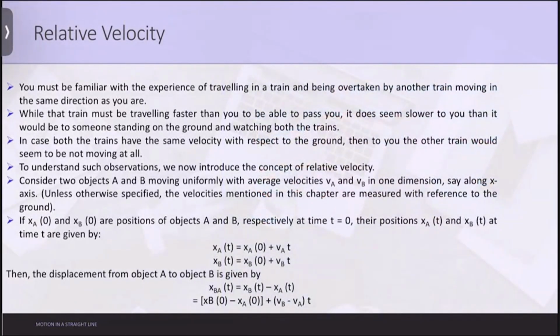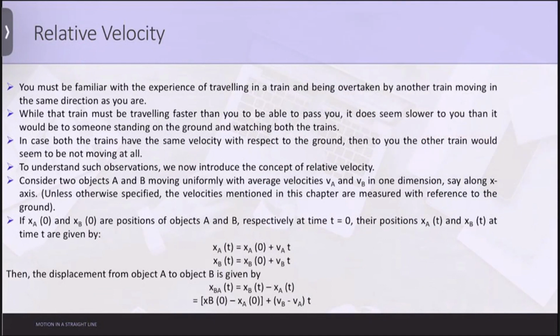So relative velocity, as the name suggests, relative as in with respect to something. When I am trying to understand velocity, let's say of a train, the velocity with respect to the train and the velocity with respect to me may be different for something which is observed. That is how this concept of relative velocity came into the picture. So let us try to understand this complete subtopic.